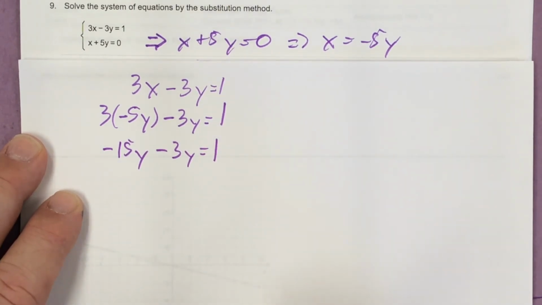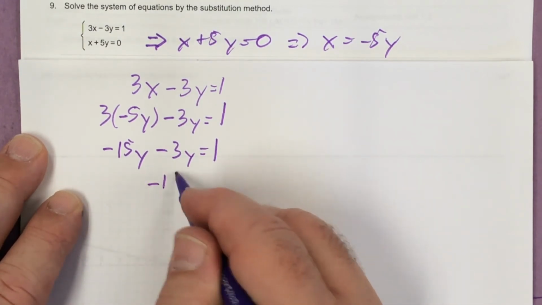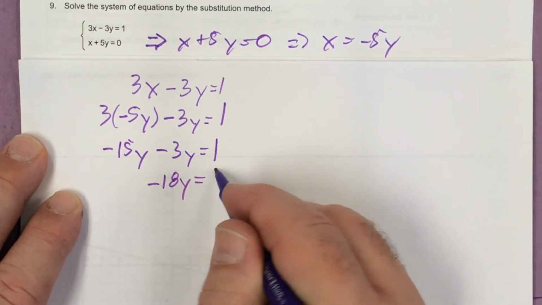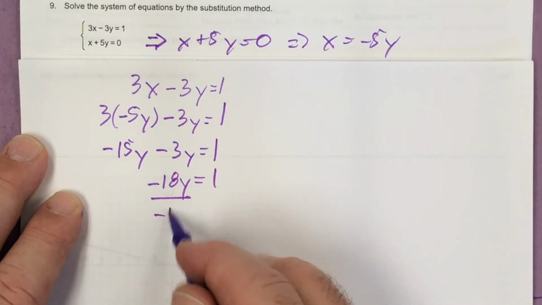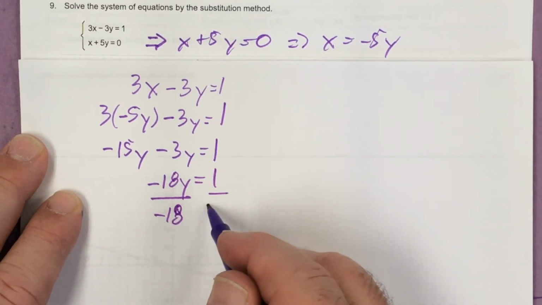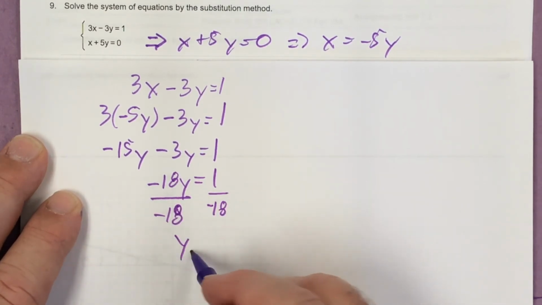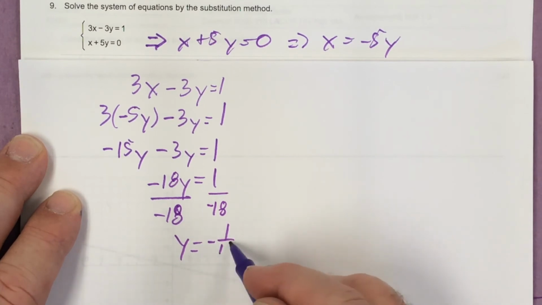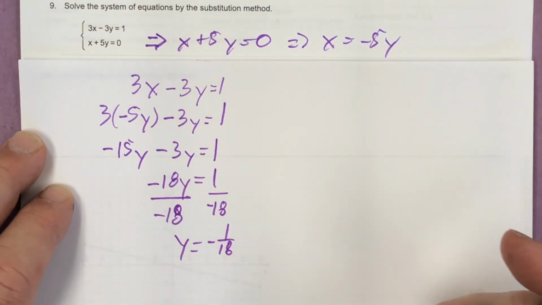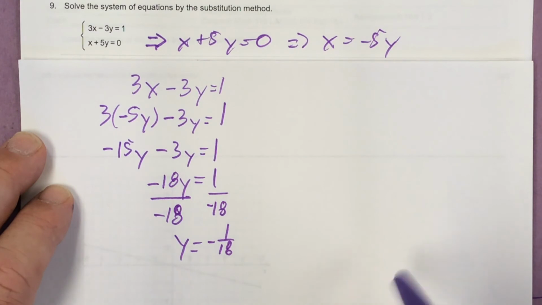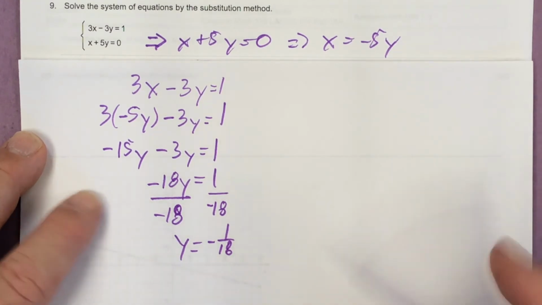And just to let you know, ladies and gentlemen, I don't think this is going to be a very pleasant answer. Sometimes this gives me pause when I see these in my work. Alright, so when I combine this, it's going to be negative 18y is equal to 1, which means when I divide by negative 18, my value of y is going to be negative 1 over 18. And like I said, I don't particularly like solutions like this, but we're going to give this a try and see how this works out.